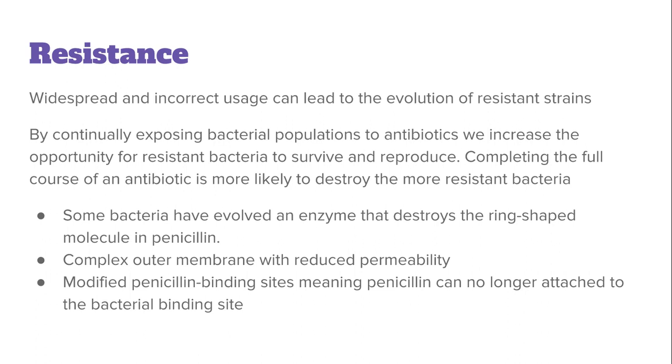There are three ways in which bacteria might in fact develop resistance. Some bacteria have evolved an enzyme that destroys the ring-shaped molecule in penicillin. They may have a complex outer membrane with reduced permeability, so the antibiotic is not able to penetrate that cell. Or they might have modified penicillin binding sites, meaning penicillin can no longer attach to the bacterial binding site, which cannot affect reproduction or production of any kind of proteins.